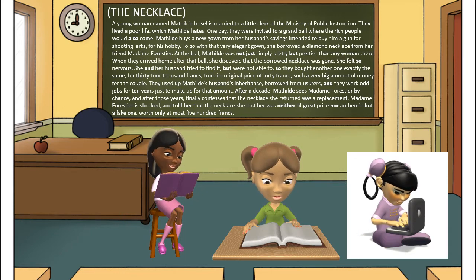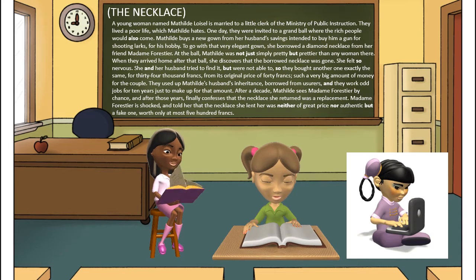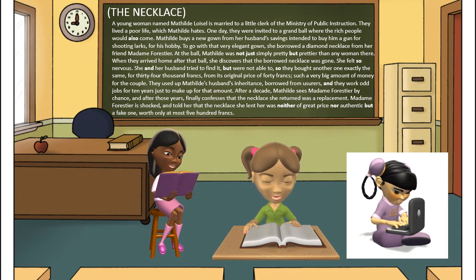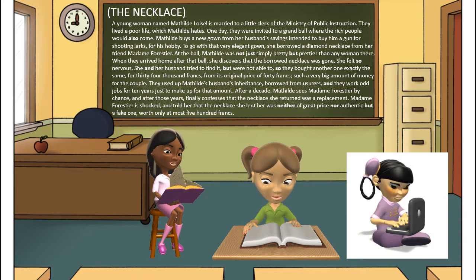At the ball, Mathilde was not just simply pretty but prettier than any woman there. When they arrived home after that ball, she discovers that the borrowed necklace was gone. She felt so nervous. She and her husband tried to find it, but were not able to, so they bought another one exactly the same, for 34,000 francs, from its original price of 40 francs, such a very big amount of money for the couple.